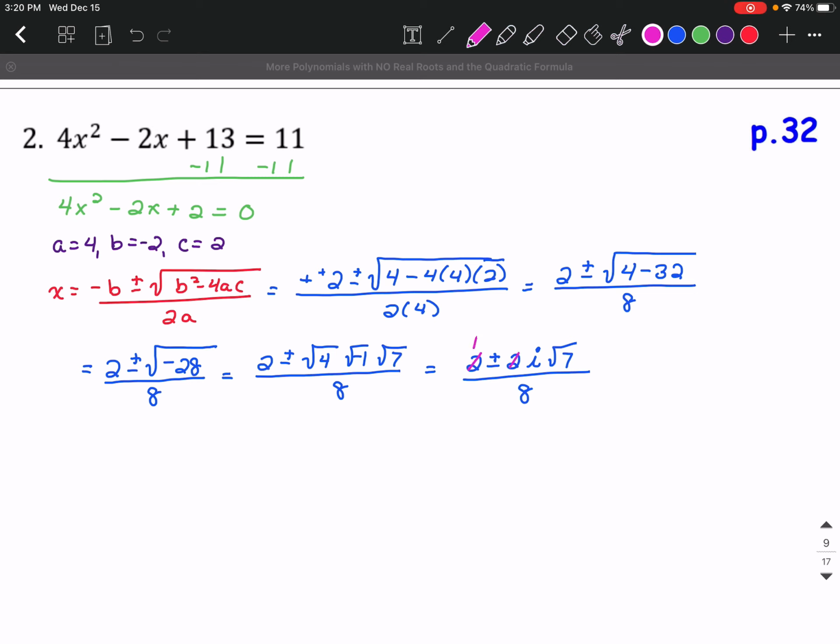2 goes into 2 once, into 2 once, and into 8 4 times. So x equals 1 plus or minus 1i radical 7 all over 4. And there's the answer to number 2, guys.